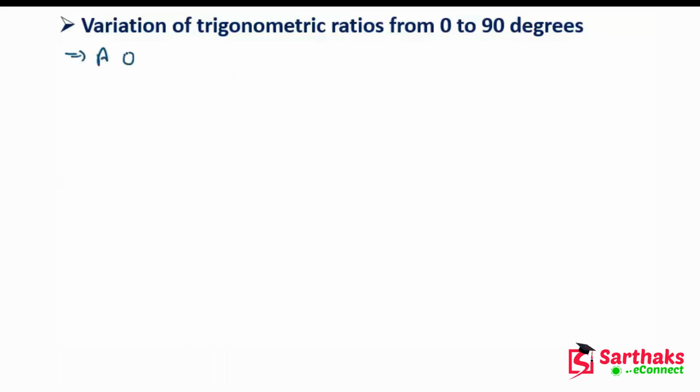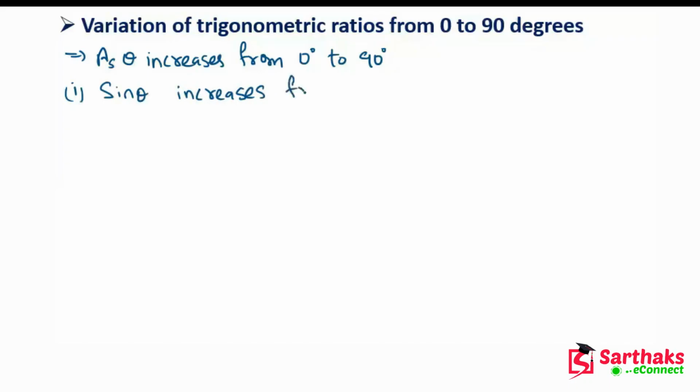As theta increases from 0 degree to 90 degree. Okay, now theta increases from 0 to 90 degree and we have to see the variations of the ratios. So first we are talking about sin theta. In the case of sin theta, it increases from 0 to 1.